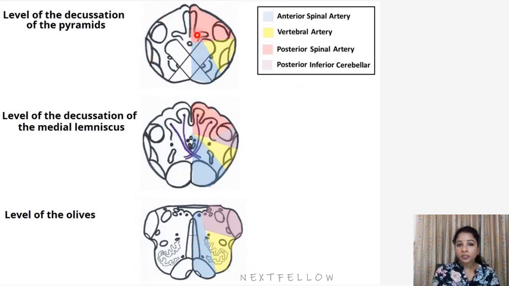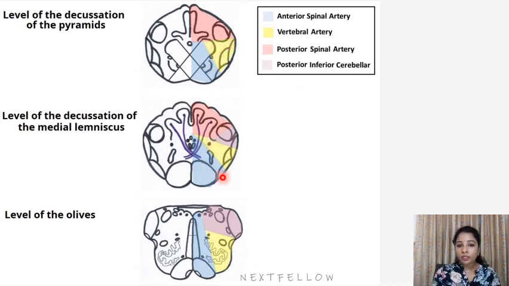This is the lower part of medulla at the level of pyramidal decussation. This is at the level of sensory decussation, that is medial lemniscus decussation. This is at the level of the olive, the open part of medulla, that is the upper part of medulla. First we will see what is common. This blue color is common in all three levels, that is the anterior spinal artery. So the anterior spinal artery supplies all through the length of medulla oblongata. It is clear.